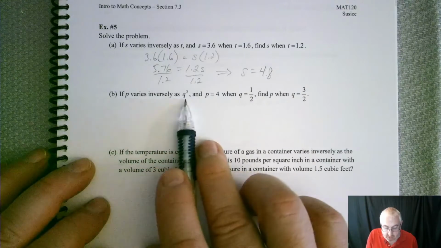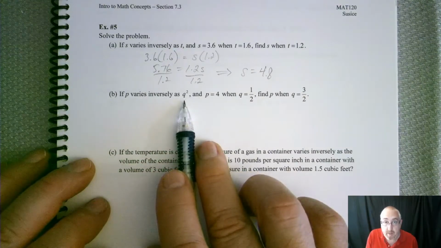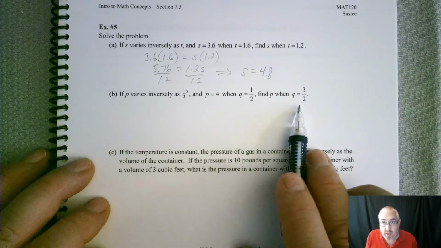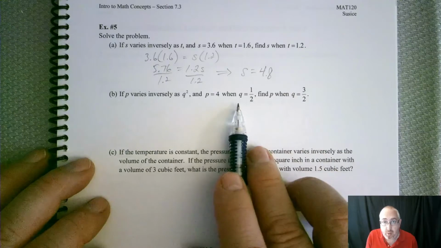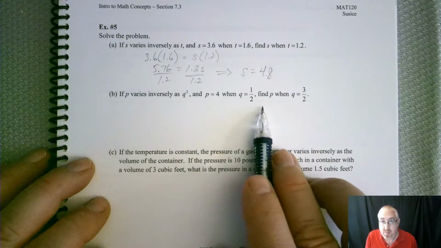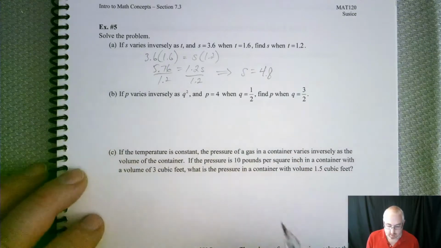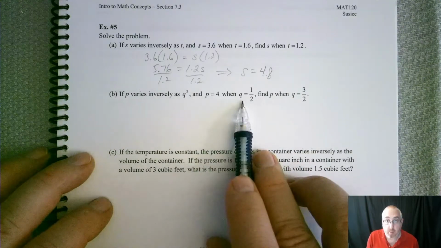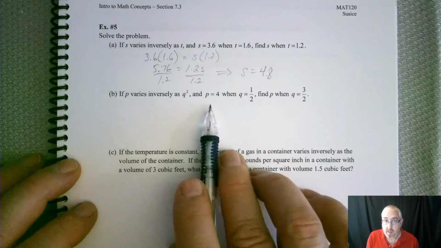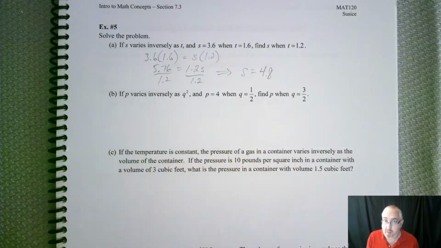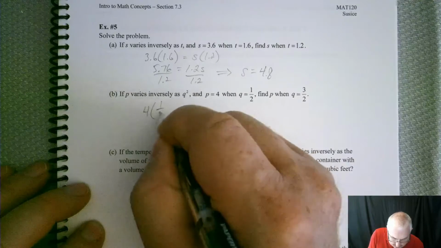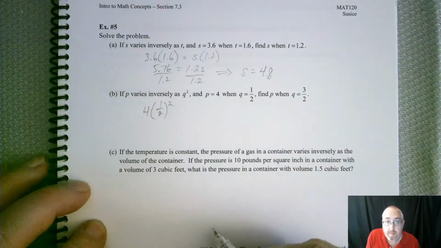P varies inversely as q to the second power, q squared. P is equal to 4 when q is a half. Find P when q is 3 halves. So now q is getting bigger, so we would expect P to get smaller. Okay, so now 4 and 1/2 go together, but be careful, don't forget the squared. Because these go together, it varies inversely, we've got to multiply those pieces. So 4 times 1/2 squared.